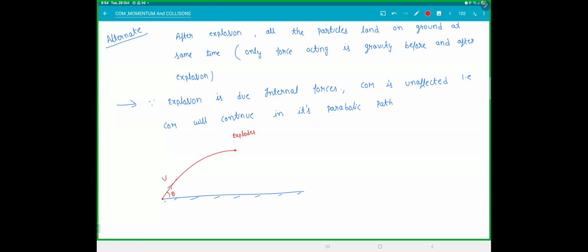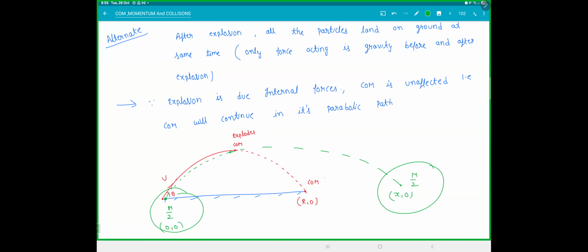But the center of mass does not care. The center of mass will continue in the same parabolic path. And the center of mass will land at r comma 0. But we know after explosion, one particle retraced the path. So here we have one particle m by 2, which is at 0 comma 0. The second particle will go and land somewhere here, which will be x comma 0. That means the center of mass of this particle and this particle, shouldn't it be this center of mass? Are you getting the logic there, reasoning? Because after explosion, center of mass will be at r comma 0. So this particle's center of mass and this particle's center of mass must be r comma 0.